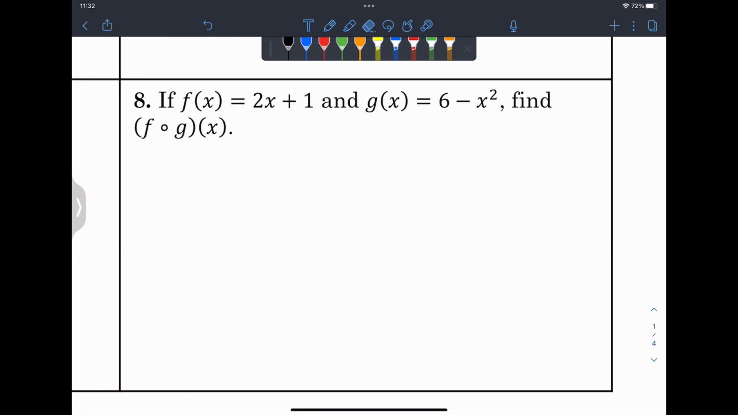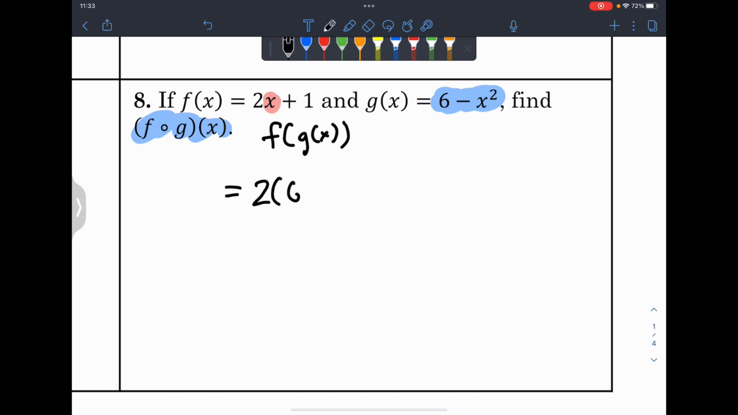Now problem number 8 is similar to problem number 4, where you're evaluating one function in another. So this notation here means that we're going to compose our function and plug function g into function f. So I want to get this value for g and plug it into the x of f. So we're going to end up with 2 times 6 minus x squared plus 1. So you see I replaced this x here with 6 minus x squared.